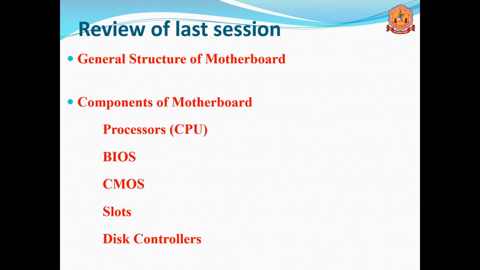Mainly the CPU is connected to the north bridge and the primary memory is also connected to the north bridge. Secondary memory or hard disk is mainly connected to the south bridge. So there are mainly two types of chipset used in the motherboard. That is the general structure. After that, we started with the components of the motherboard.